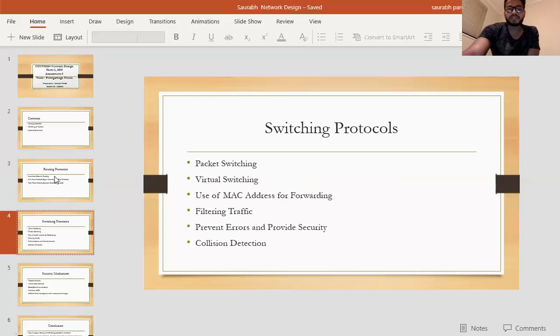Now, talking about the switching protocol, packet switching and virtual switching are the main concepts used while designing a WAN. So, using MAC addresses, it will assist and forward the Ethernet frames in the network, and the switch will filter out all the traffic and secure the vulnerable points. It can also detect the collision attack. And so what it does is, when a frame is received by a switch, it checks the MAC address and does the error checking, and finally forwards it to the defined port.